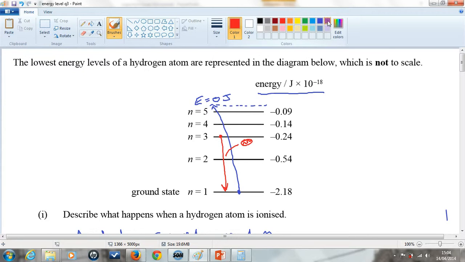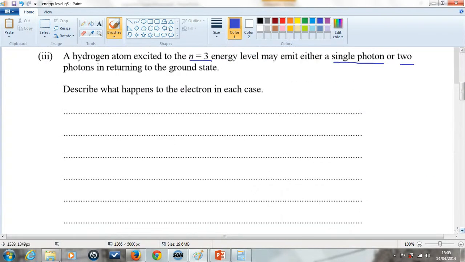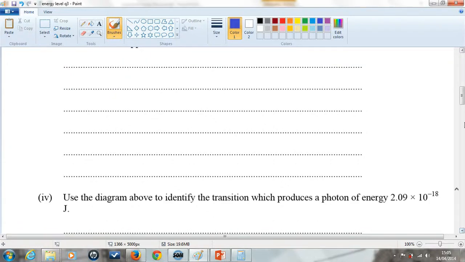If it's giving off 2 photons, then it's going to do that in 2 stages. It's going to go from n equals 3 to n equals 2, and then from n equals 2 to the ground state. And so that's what we have to put in words as the answer to that question. So what happens to the electron in each case?